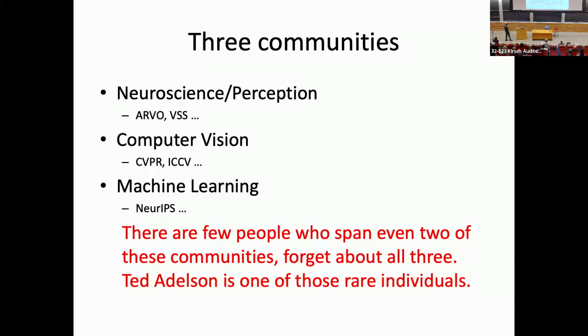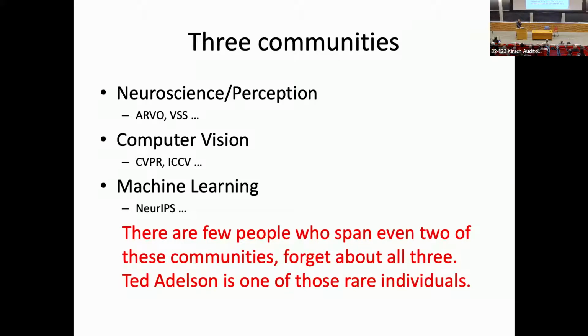So there is the neuroscience perception community, which used to be ARVO, then VSS. There's the computer vision community, which started with CVPR and ICCV. And then there's the machine learning community, formerly known as NIPS, now NeurIPS. And there are very few people who span even two of these communities, and much less three. And TED is one of those. And I think those people play a major role in the diffusion of ideas across these communities.